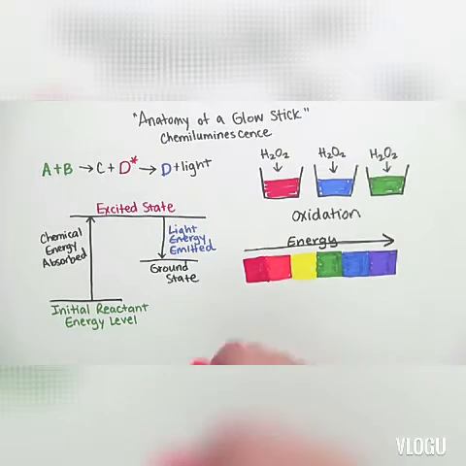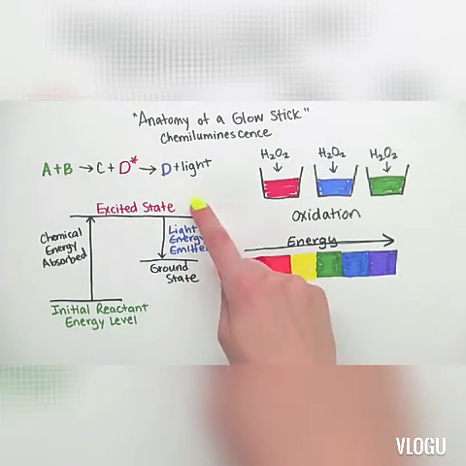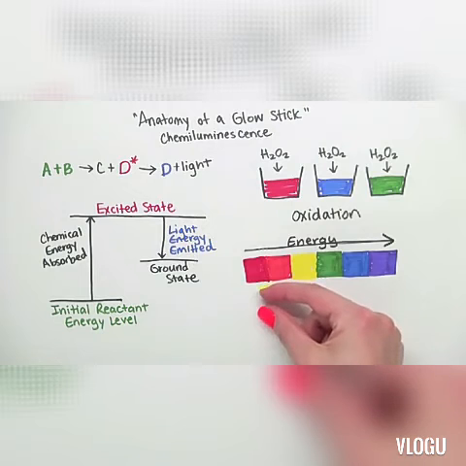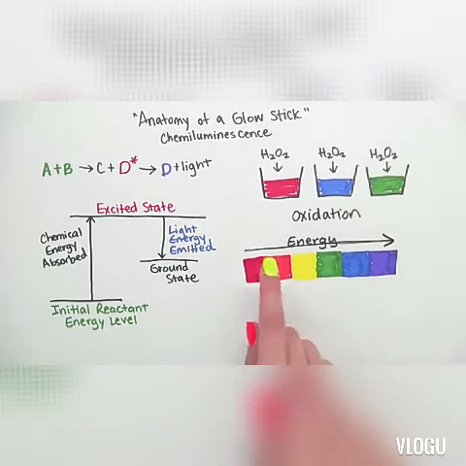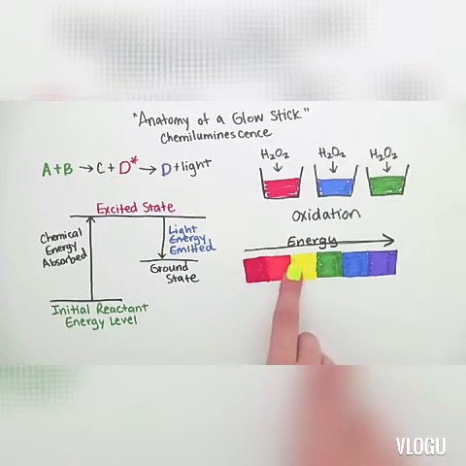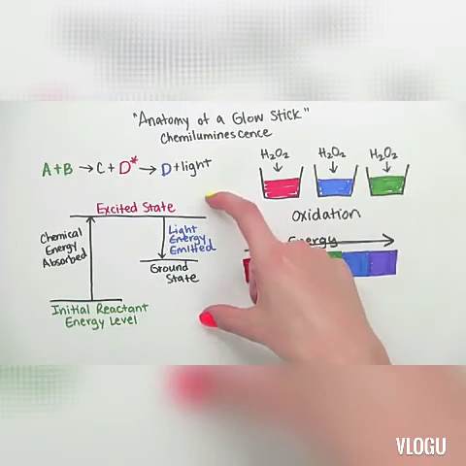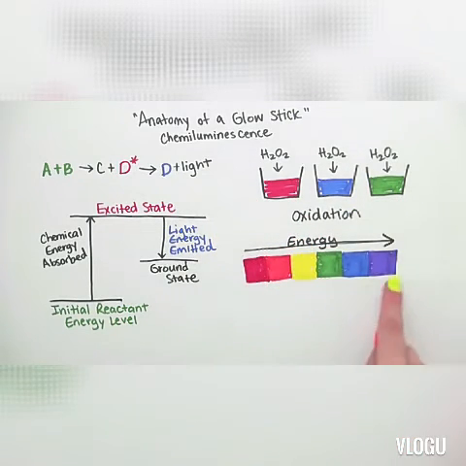So if the difference between the ground state and the excited state is small, there's a smaller amount of energy released and the light is on the redder side of the spectrum. Conversely, if that gap is larger, there's more energy released, so the light is on the bluer side of the spectrum.